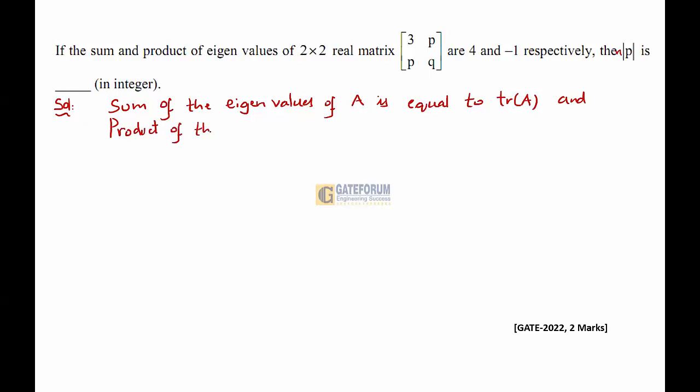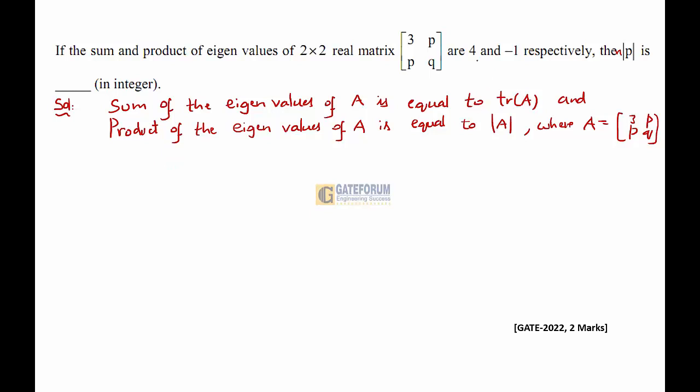the product of the eigenvalues of A is equal to determinant A, where the matrix A is the given 2 by 2 matrix [3, P; P, Q]. So already the eigenvalues are given as 4 and minus 1.